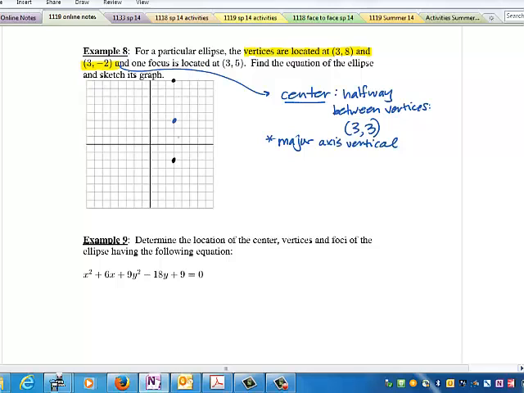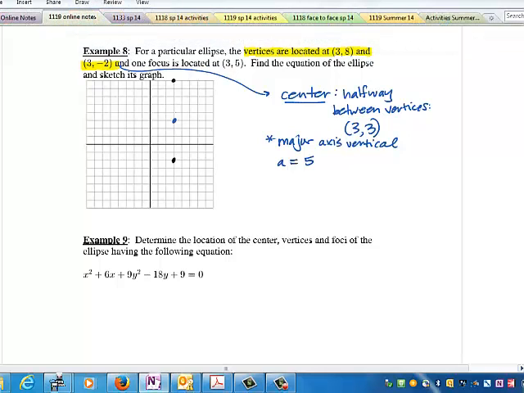We can also see that we know that A is half the length of the major axis, and that major axis is 10 wide, or 10 tall, I should say. So A is 5, right? The distance from the center to a vertex. All right, so that's quite a bit of information just from the vertices are located at 3, 8 and 3, negative 2. We also have then one focus is located at 3, 5.